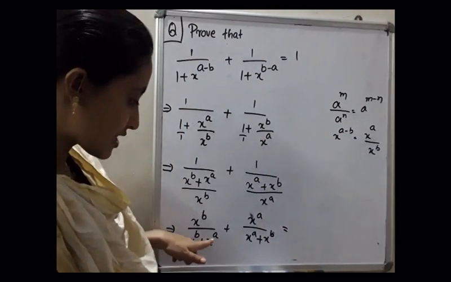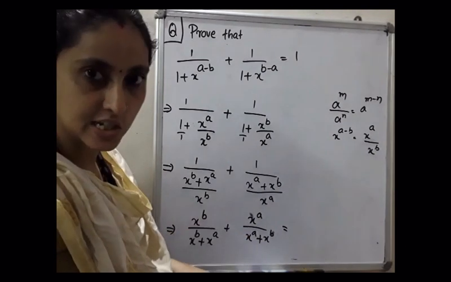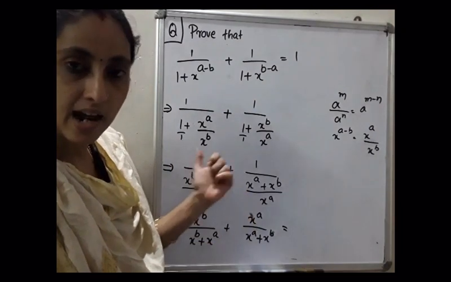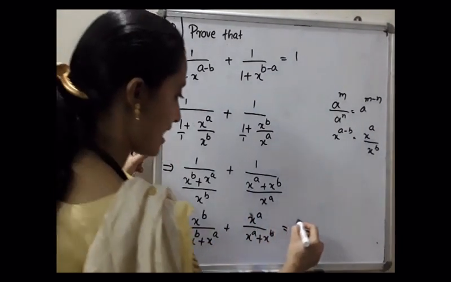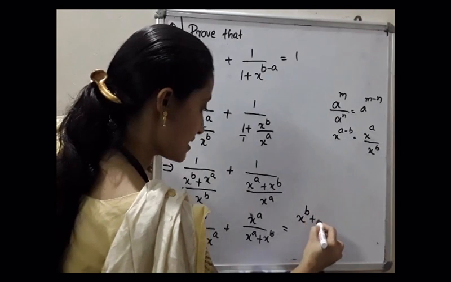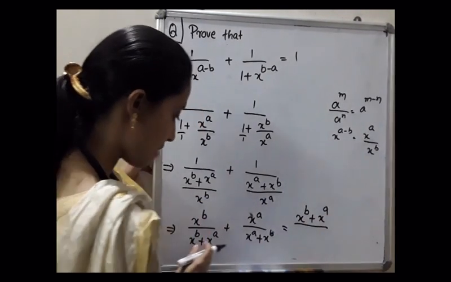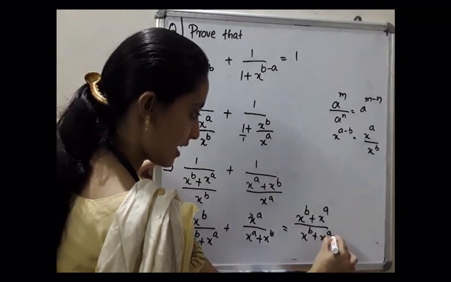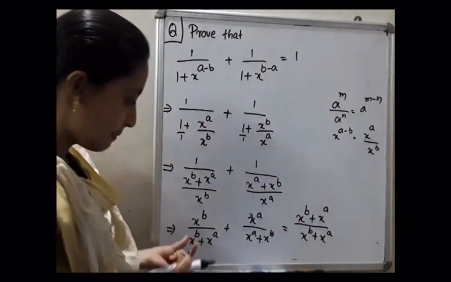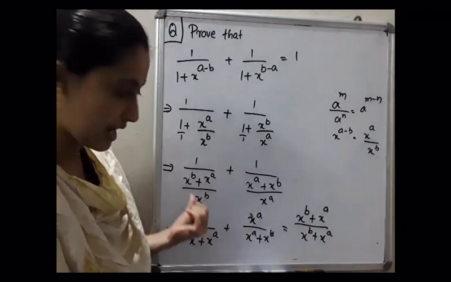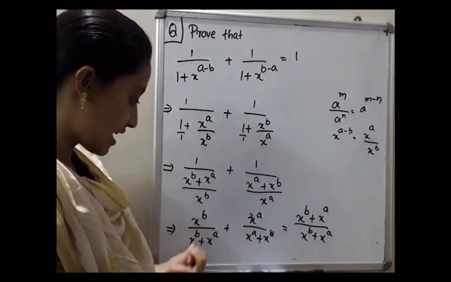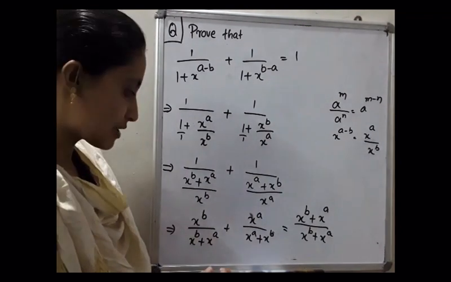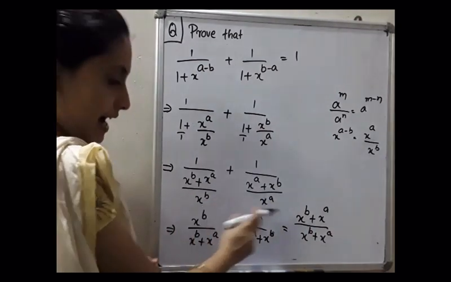Okay, so that is equal to, here please go through that. x raised to b plus x raised to a is same as x raised to a plus x raised to b. Is it? That is, the denominators are same. If the denominators are same, we can add the numerators. So we can write x raised to b plus x raised to a divided by x raised to b plus x raised to a. So please listen carefully, because the denominators are same, only then can we add the numerators. So that you have to write first, then add the numerators.